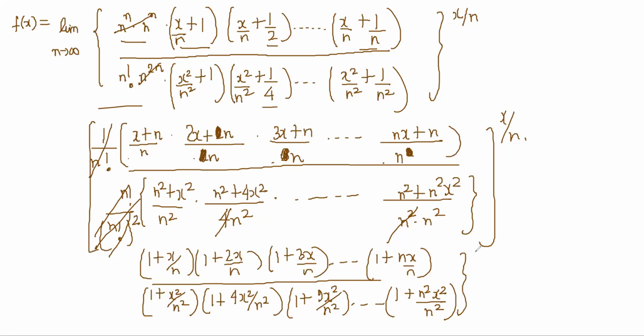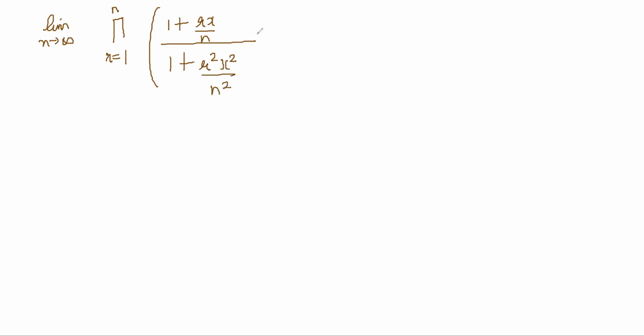So this is to the power x by n, limit n tends to infinity, right? So if you write it in a concise manner, you'll write it like limit n tends to infinity, of a product where r goes from 1 to n. On top is 1 plus rx by n divided by 1 plus r square x square by n square. And the whole thing is to the power x by n.